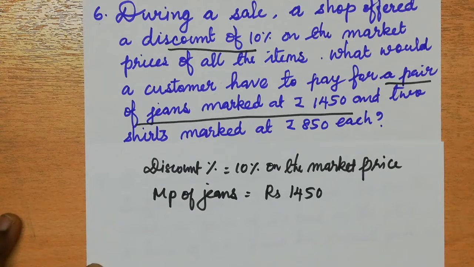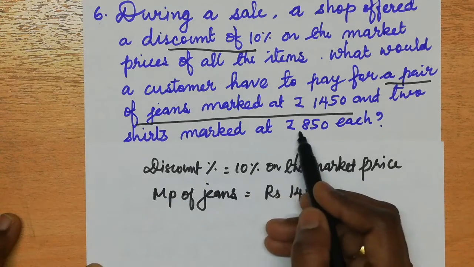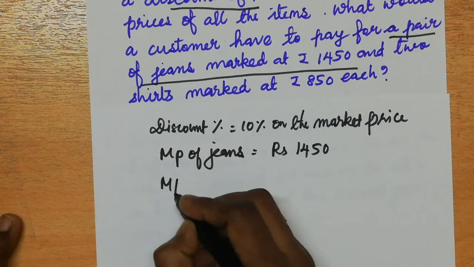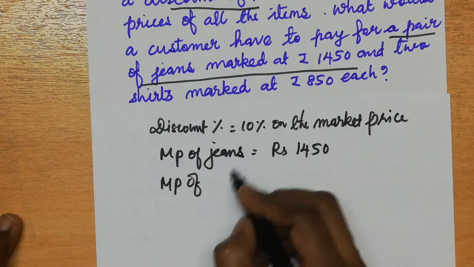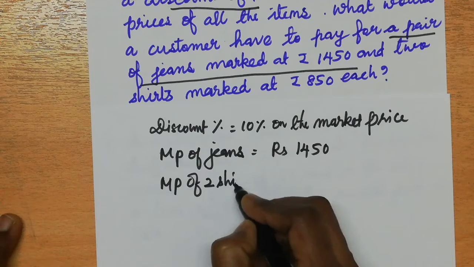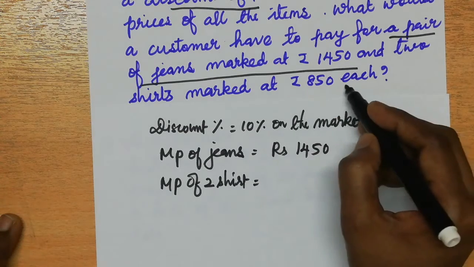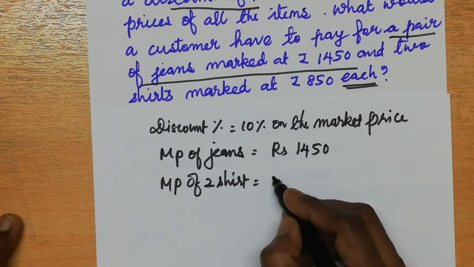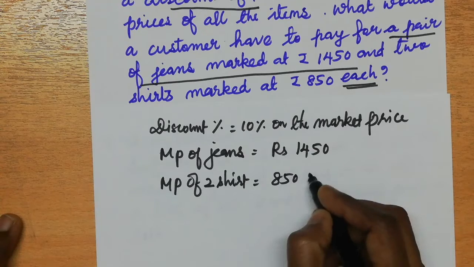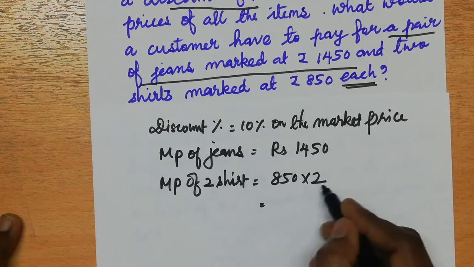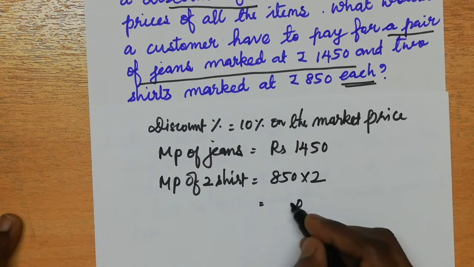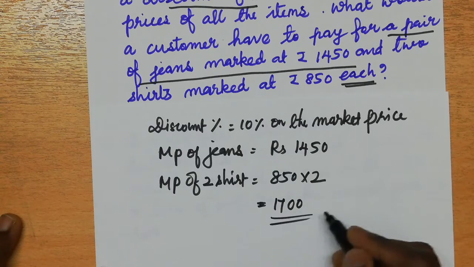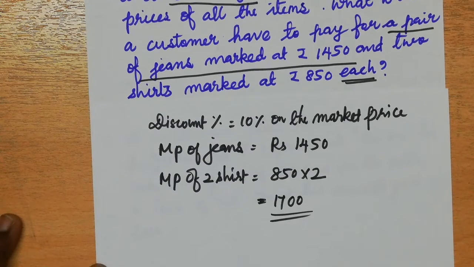1450. Then two shirts marked at rupees 850 each. So we can write the marked price of two shirts. Each is given, so each means 1. If you have to find for 2, we should multiply by 2. 850 into 2, how much will it come? 2 zeros are 0, 5 twos are 10, remainder 1, 8 twos are 16 plus 1, 17. That is 1700, the market price of the two shirts.